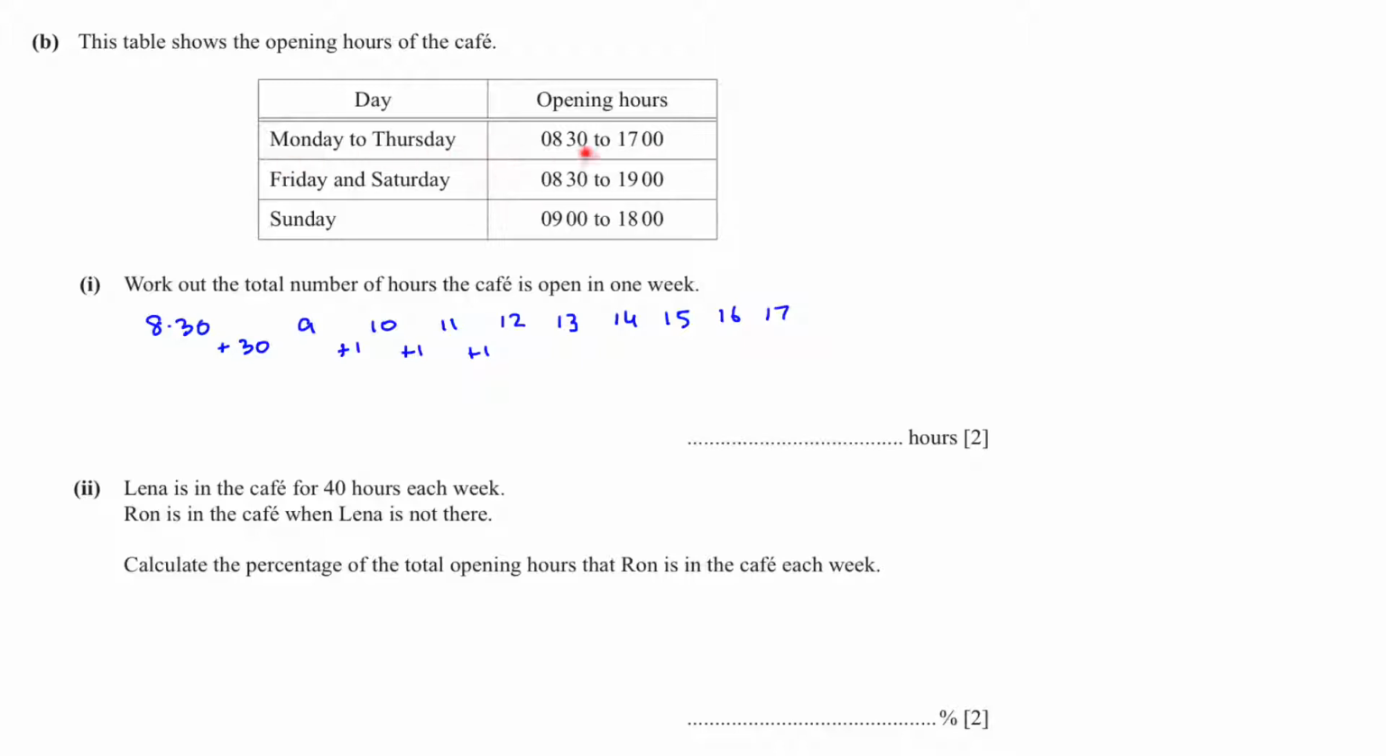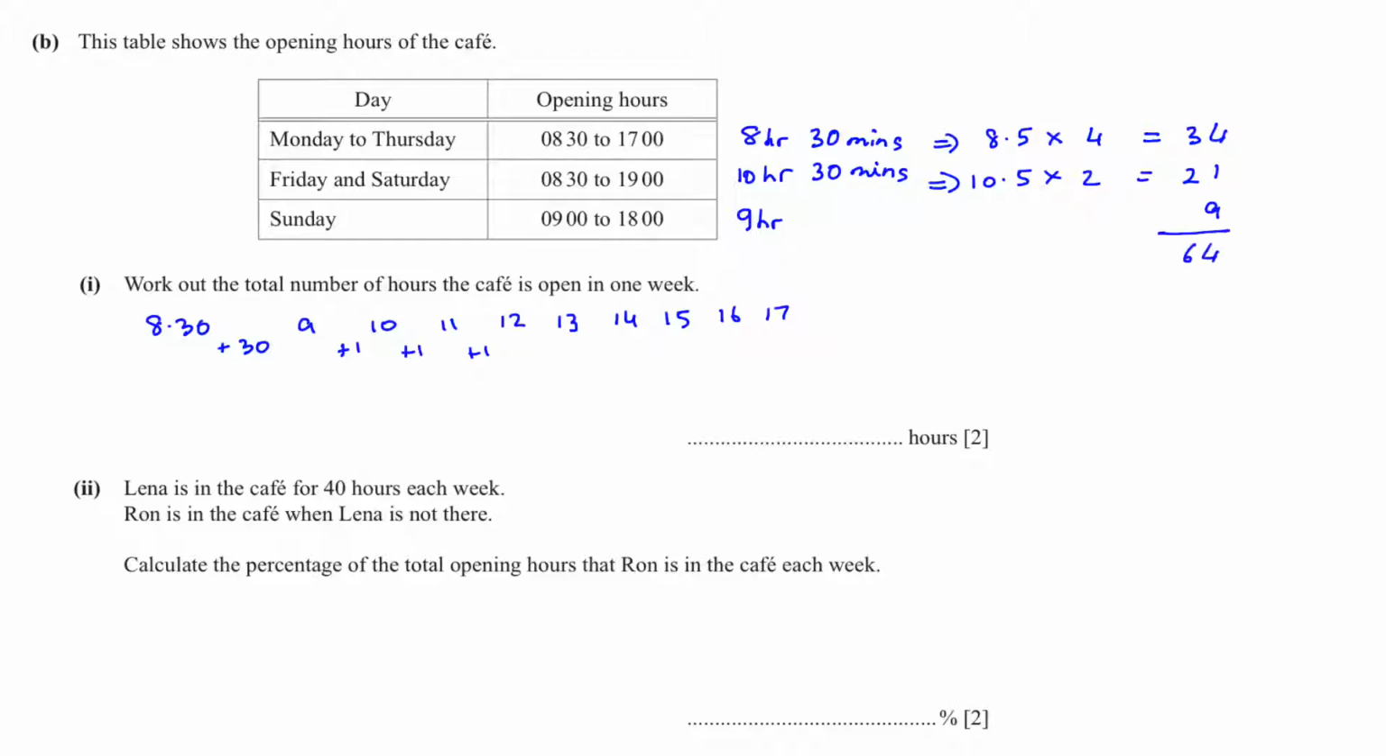So Monday to Thursday, you will have 8 hours and 30 minutes. Friday and Saturday, you will have 10 hours and 30 minutes. And Sunday, you will have 9 hours. Changing it into hours, we'll have 8.5 times 4. Why 4? Because Monday to Thursday, there are 4 days. We'll get 34 hours. 10 hours and 30 minutes is 10 and a half. Multiply by 2 for Friday and Saturday is 21, plus 9. Total 64 hours.